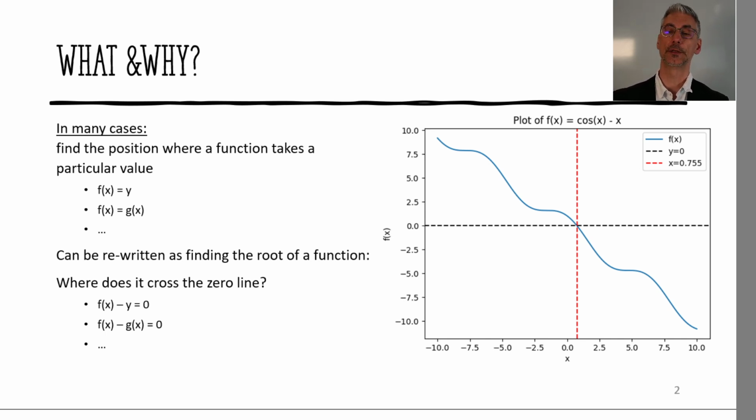So we can see this here in the example on the right. This is a simple function, essentially a wavy slope down, and we can see here that from the known solution of x equals 0.755 this function crosses the x-axis, and we now want to find this spot numerically.